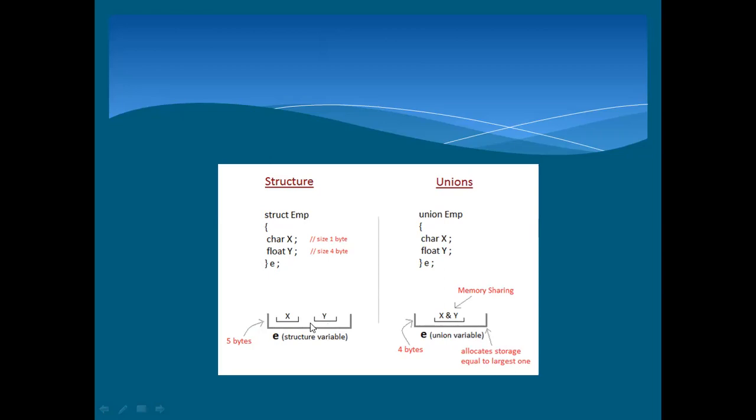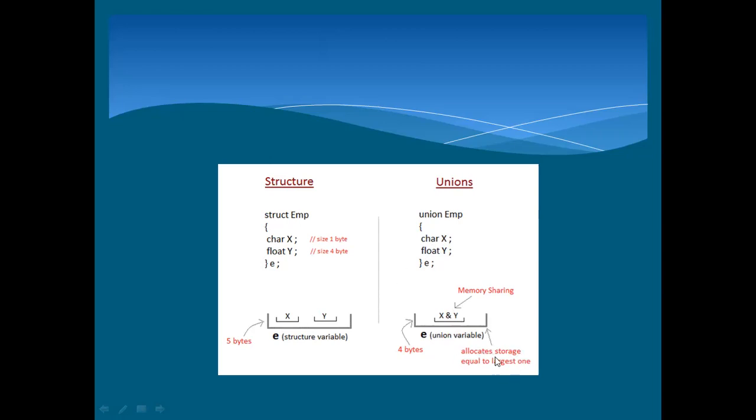Here a separate memory location is allocated. For X, 1 byte of memory is allocated. For Y, 4 bytes of memory is allocated. But here it allocates only 4 bytes of memory. Float data type takes 4 bytes of memory. Only that one memory location, that is only 4 bytes of memory, is allocated. Now here 5 bytes, while here the memory is shared. These 4 bytes of memory are shared by X and Y. So we have only one memory location. So here we can store either the X value or only the Y value.